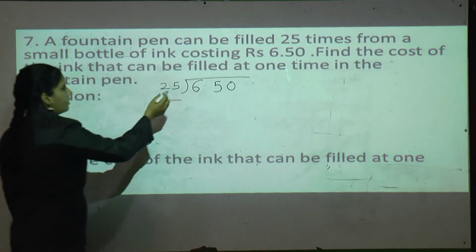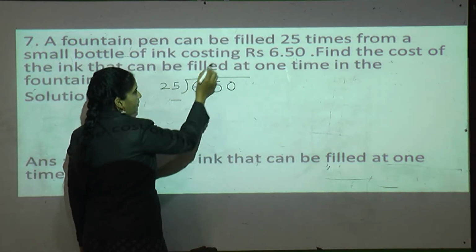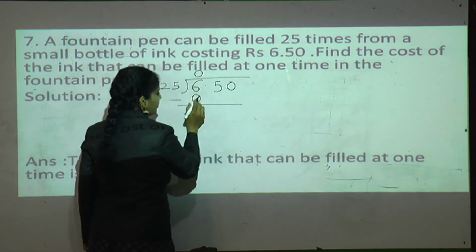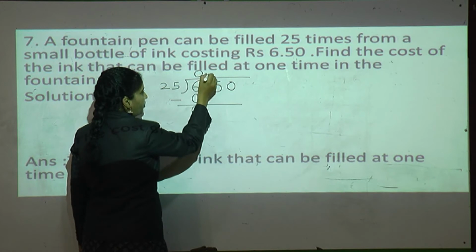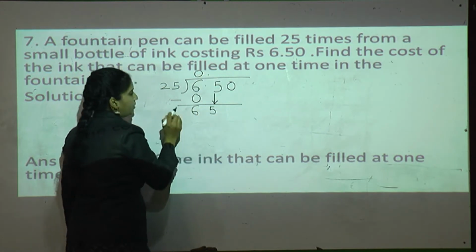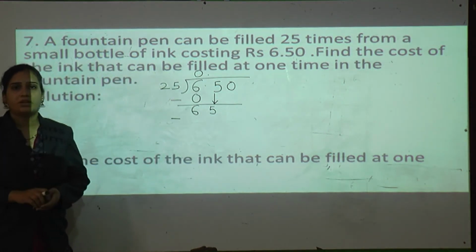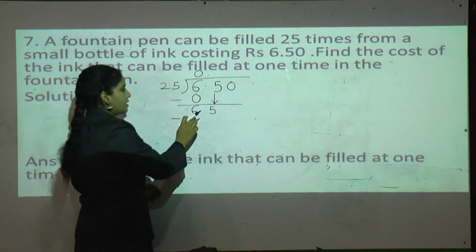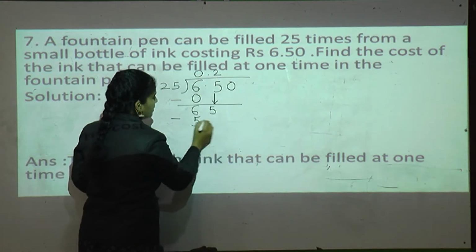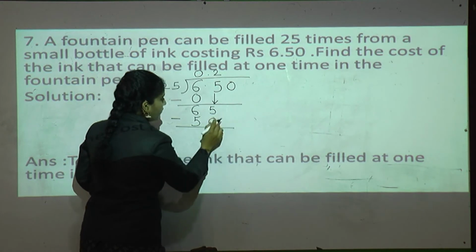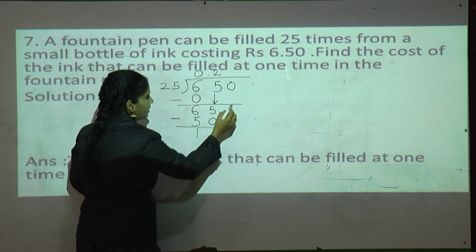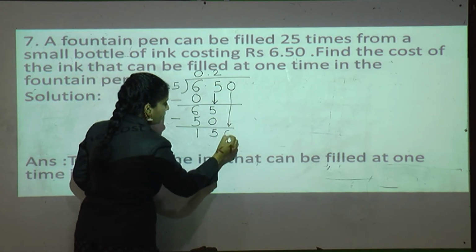That's why we can't take directly 2 digits. So just write here 0. 6 minus 0, 6, and give point here also. Then take this 5 here. Now 25 multiplied by 2, 50. It is less than 65. So that's why 65 minus 50. 5 minus 0, 5. 6 minus 5, 1. And this 0 here.